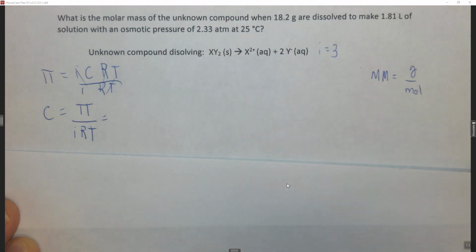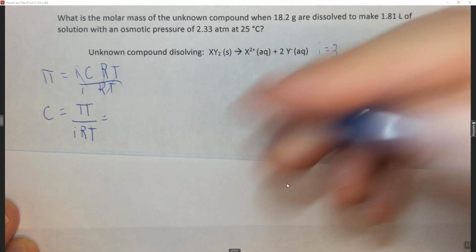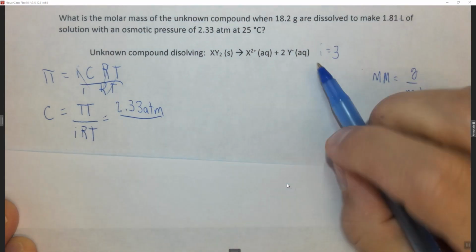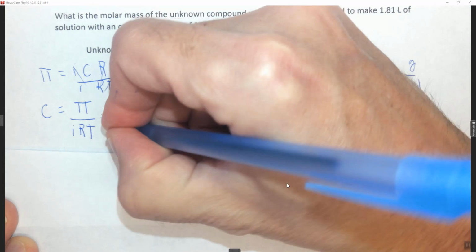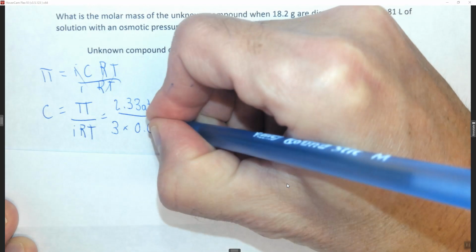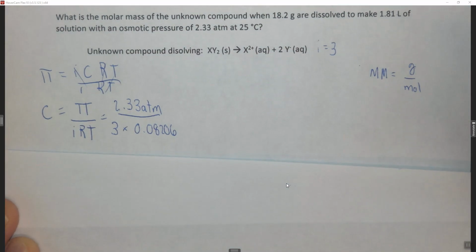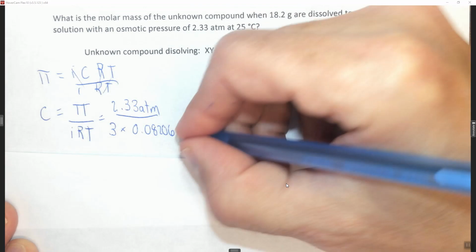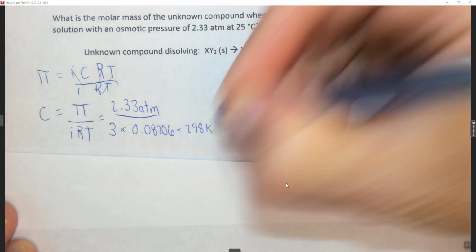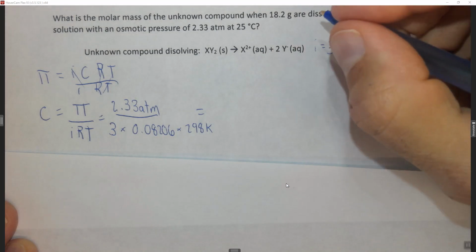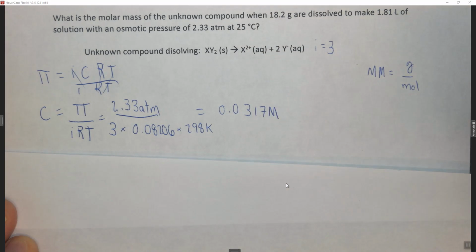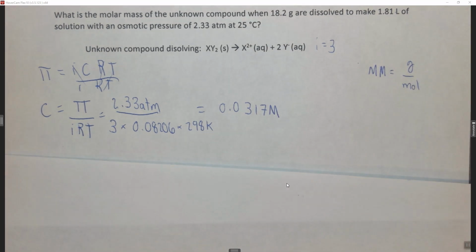So if I take a look at this, okay, the osmotic pressure is given, and it's given in the right units, so I can put in 2.33 atmospheres. i, we figured out because we're given the equation, 3. R is 0.08206, that's liter atmospheres per mole K. I wrote that out in the previous question. And then the temperature has to be in Kelvin. So I can't plug in 25, I have to plug in 298 K. And when I do that, I find that this solution is 0.0317 molar. Okay, so it's 0.0317 molar solution.